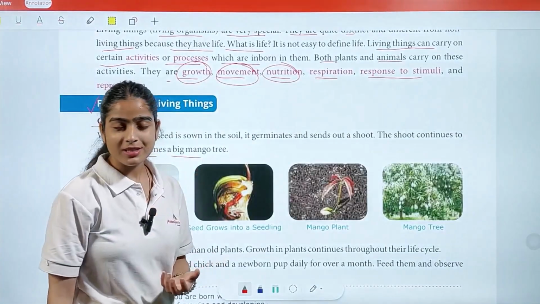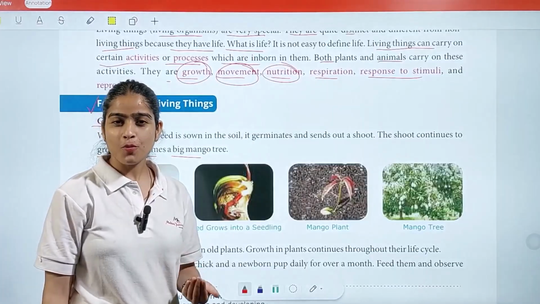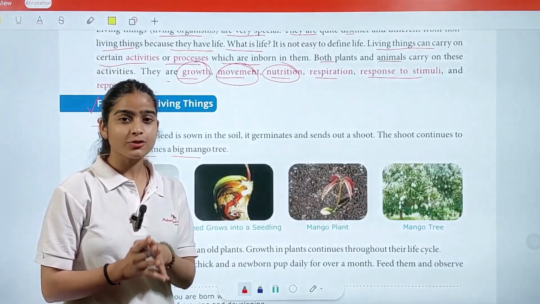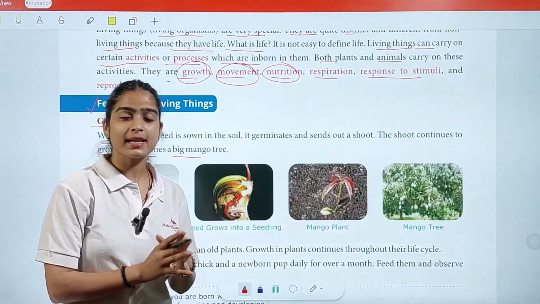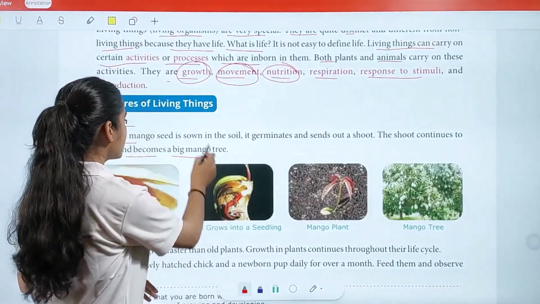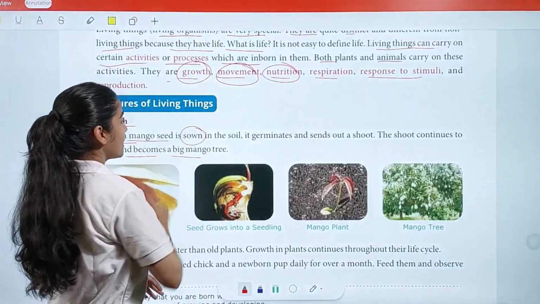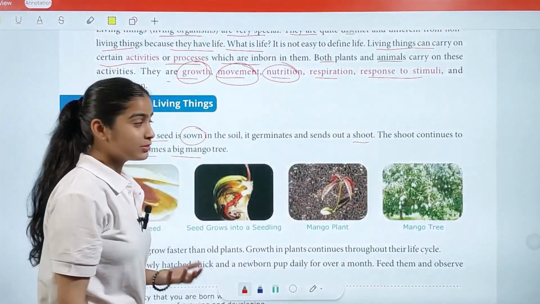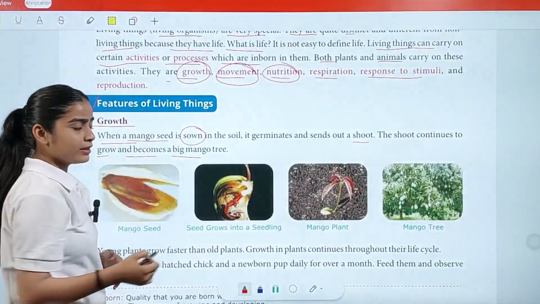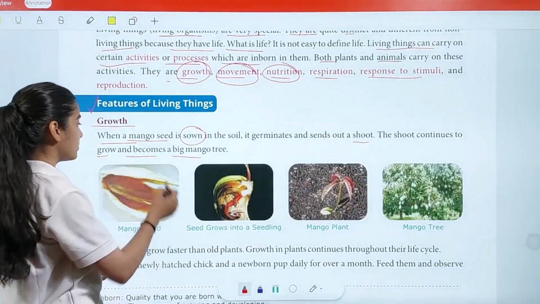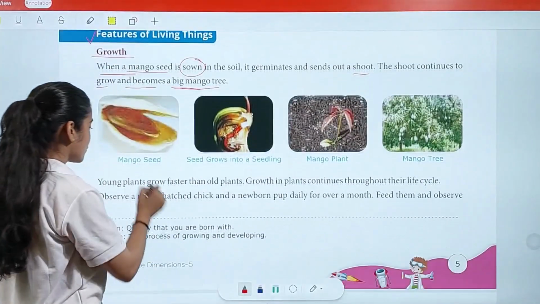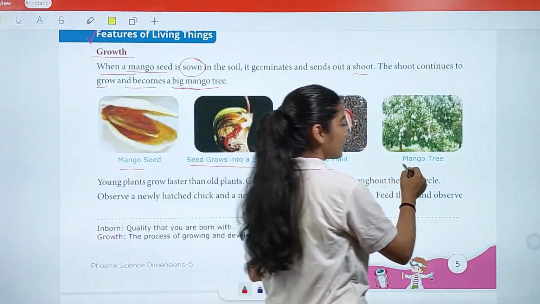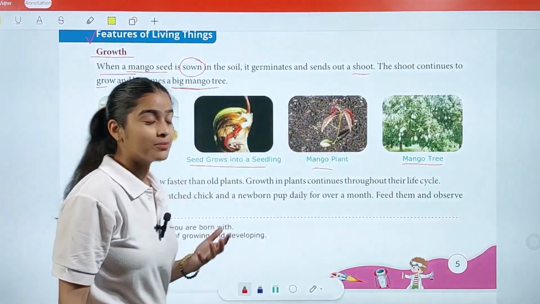So when we generally say, drink milk, you grow more, you will become strong. So this is your growth, and this growth is the same in human beings, in plants, and in animals as well. When we sow a mango seed, what we see, first of all, is a shoot, and after some time when the shoot grows, it becomes a big mango tree. So this is your mango seed, the seed grows into a seedling, then a mango plant, and at the end we have a mango tree, a giant mango tree.